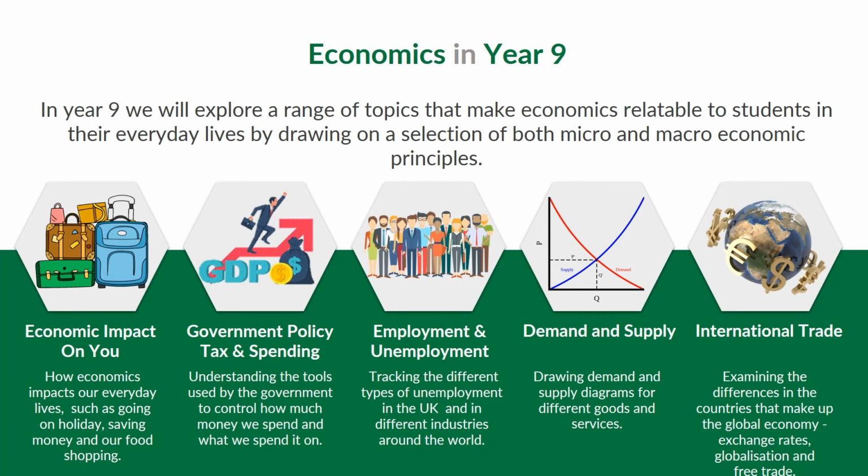much money we spend. We track unemployment and employment rates in the UK and across industries around the world. Students learn important skills such as drawing diagrams like supply and demand for the different goods and services across the different industries we look at in microeconomics. And lastly, we look at international trade. We look at the differences in the countries that make up our global economy and learn how to do basic calculations such as exchange rates.